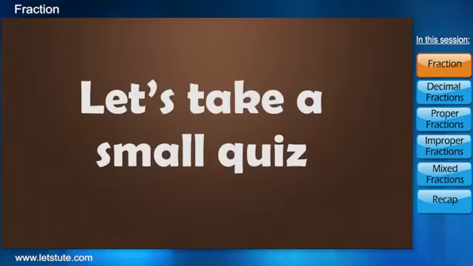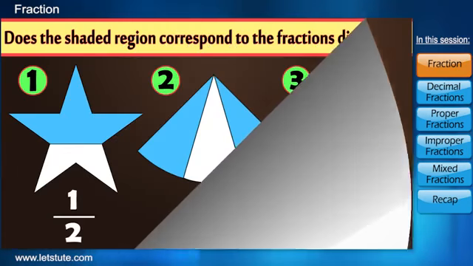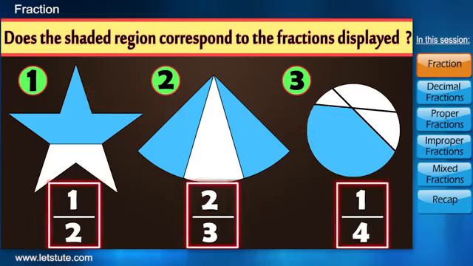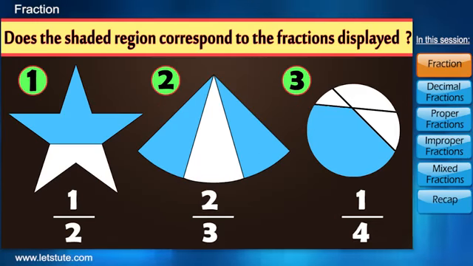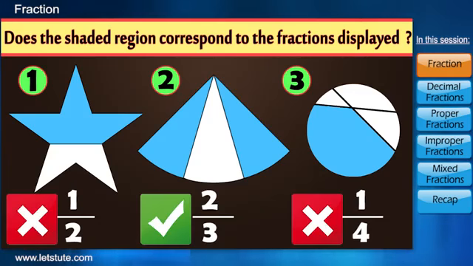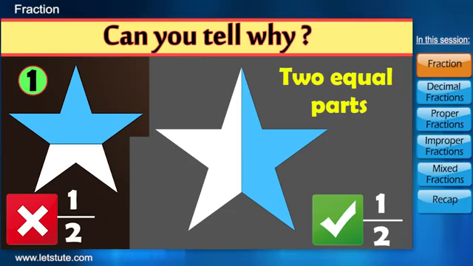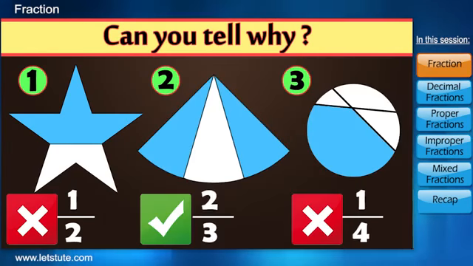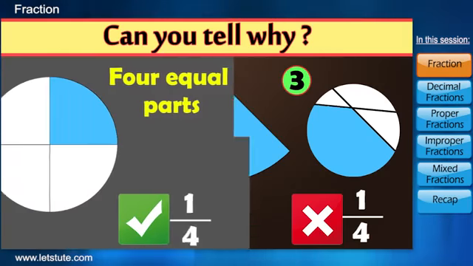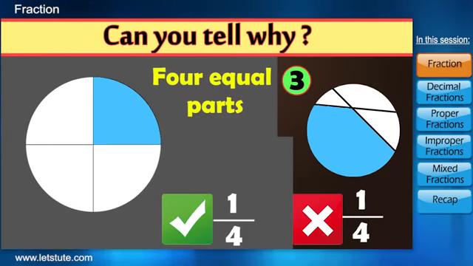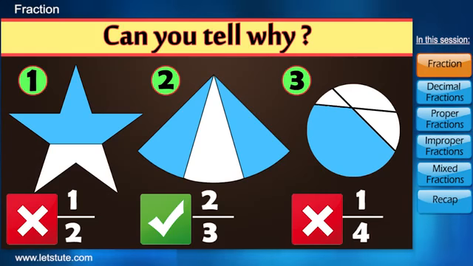Let's take a small quiz before we move ahead. Can you tell me that do the shaded regions correspond to the fractions displayed? In question 2, the shaded region represents the fraction but not in the other 2. Can you tell why? In figure 1, it is not divided into 2 equal parts, and in figure 3, it is not divided into 4 equal parts, and hence the fractions are not corresponding to the shaded regions. Did you get all the 3 correct?